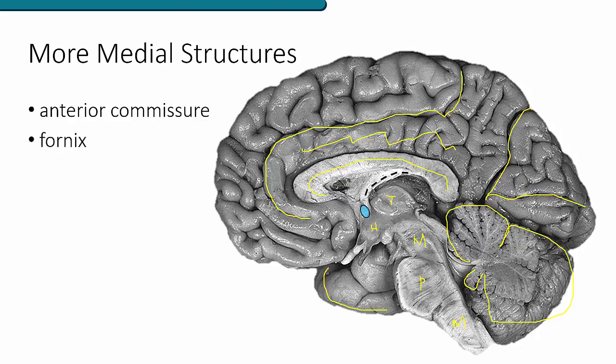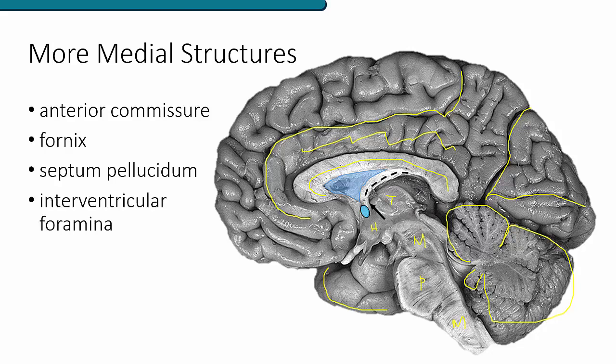We can also see the fornix here, which is a white matter bundle coming from the hippocampus, and it is the most inferior aspect of our next structure, the septum pellucidum. And the septum pellucidum is going to divide the left and right lateral ventricles. We can see the interventricular foramina here, which is the opening from the lateral ventricle into the third ventricle in which the CSF flows. And we can see the choroid plexus, which we see here on the roof of the third ventricle. And this is what makes the CSF.